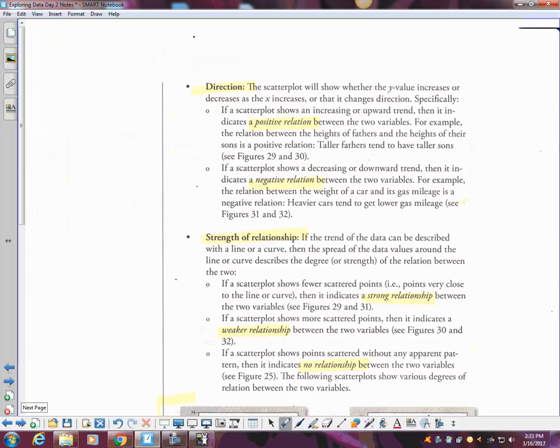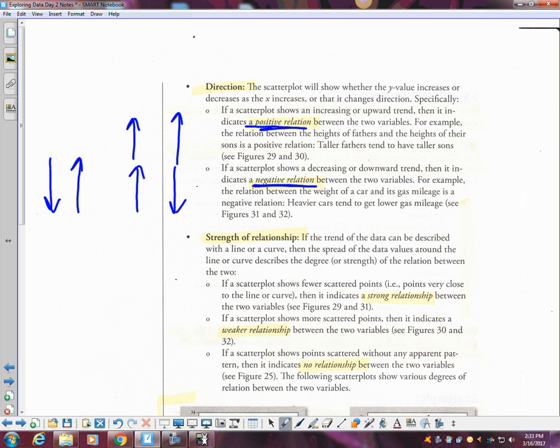You can have a positive relationship, which means as one variable goes up, the other variable also goes up. A negative relationship, that doesn't mean it's a bad relation. It just means as something goes up, it causes something to go down, or vice versa. As something goes down, it pushes the other variable up.